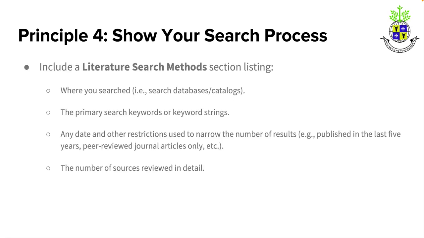So show your search process, and I recommend that you include an actual section with its own heading that says where you searched, the search keywords or keyword strings, basically what you typed in for your search, any other restrictions that you might use, like a date restriction or peer-reviewed journal articles only and things like that, and the number of sources that you reviewed in detail. And we'll look at some ways that you can present this information later.